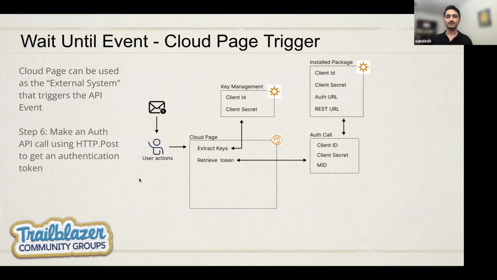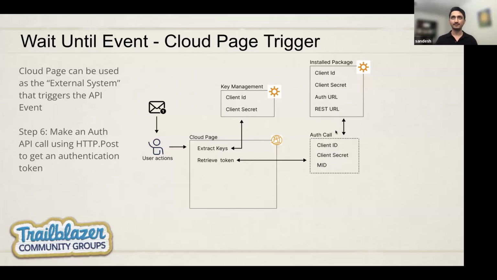Now is the first major step. Like I was hinting earlier, the cloud page will make an API call using the SSJS function, HTTP post, to the install package, well, really to the Marketing Cloud environment in general, and it will pass in the client ID and the client secret that it just got from key management, and additionally the MID of your environment.